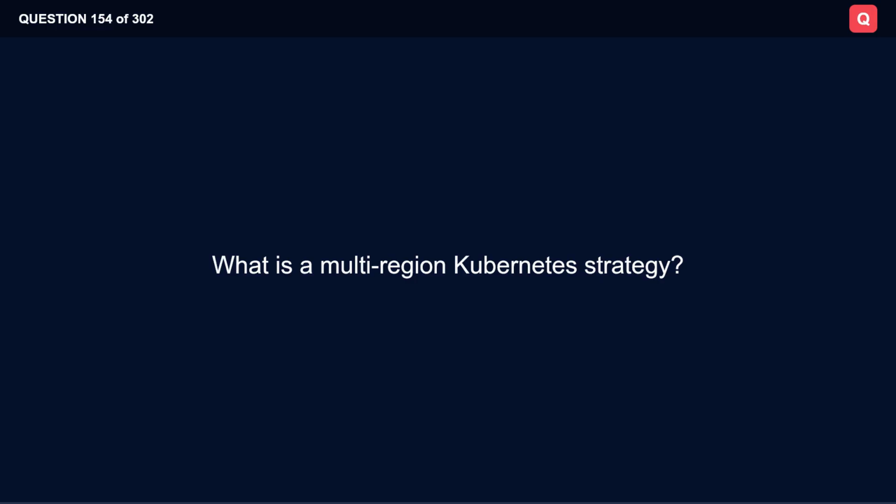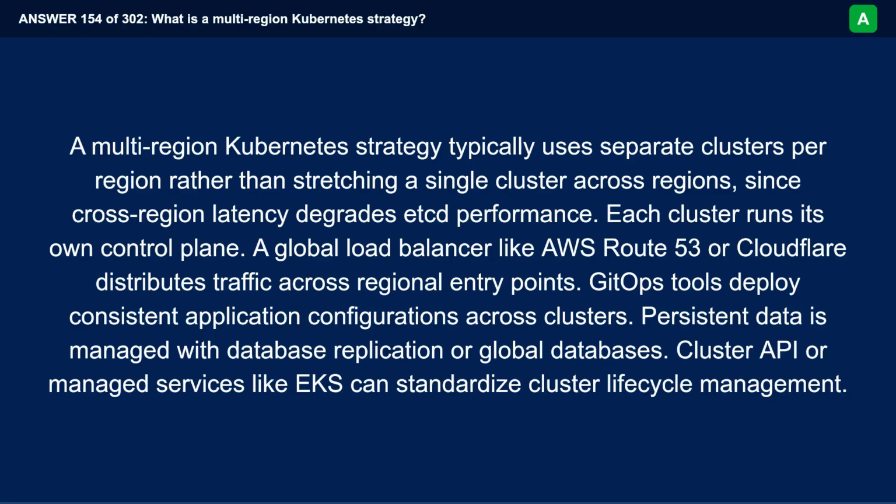What is a multi-region Kubernetes strategy? A multi-region Kubernetes strategy typically uses separate clusters per region rather than stretching a single cluster across regions, since cross-region latency degrades etcd performance. Each cluster runs its own control plane. A global load balancer, like AWS Route 53 or Cloudflare, distributes traffic across regional entry points.